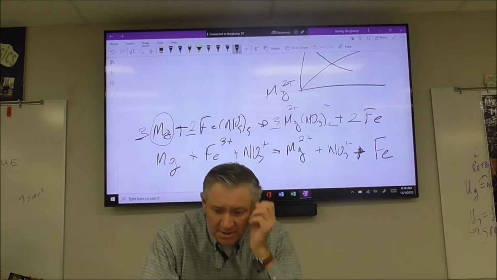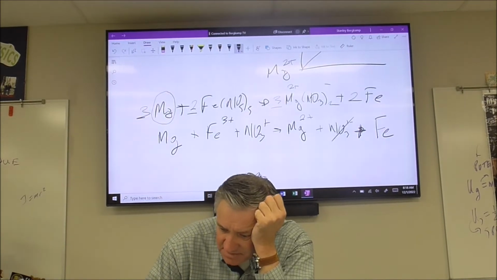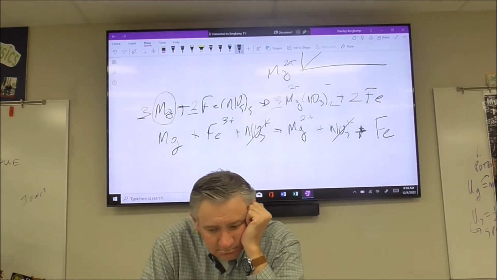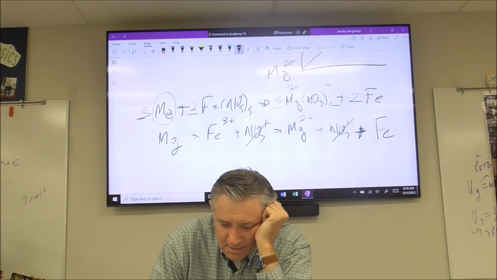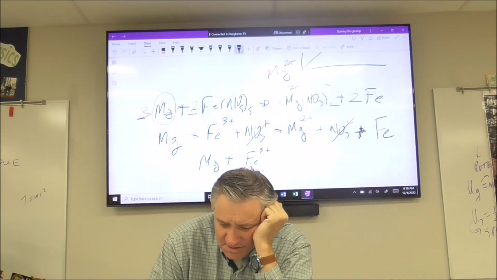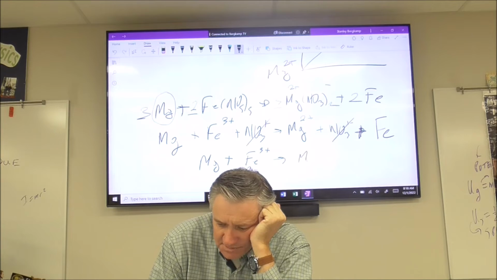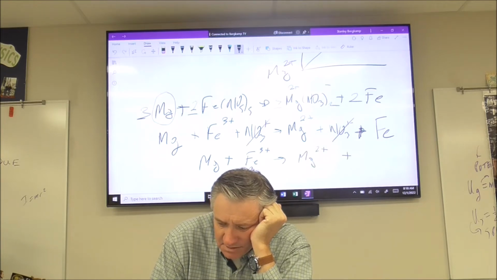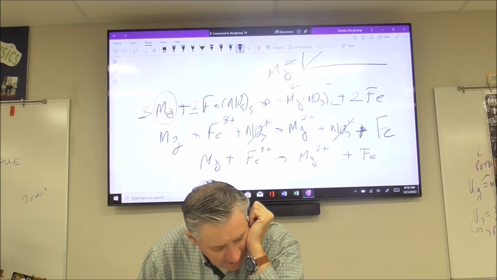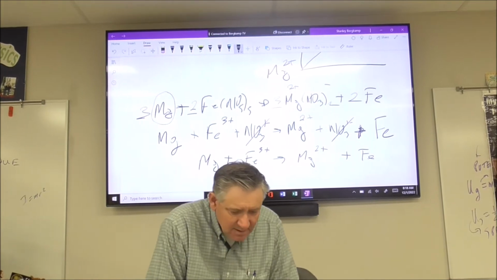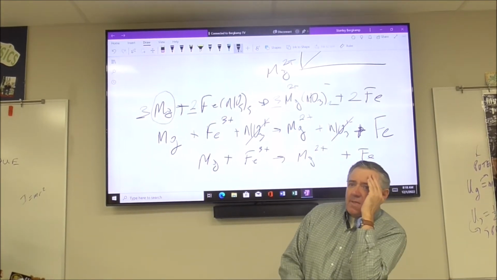Now we eliminate our spectator ions. And in this case, our spectator ions are just NO3. So now I've got Mg plus Fe3+ yielding Mg2+ plus iron. Now, is that balanced?